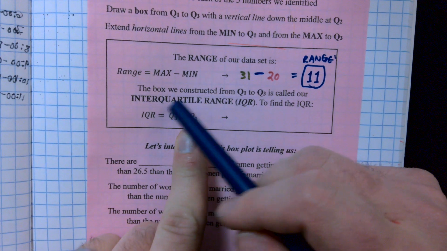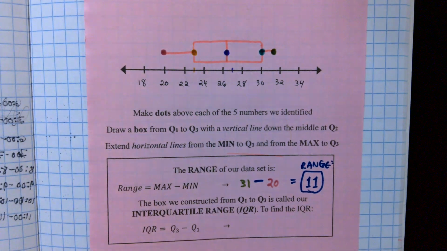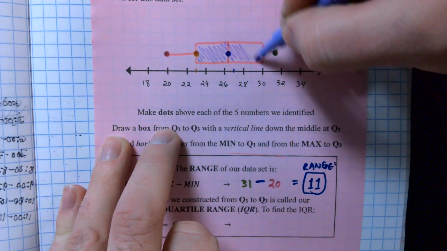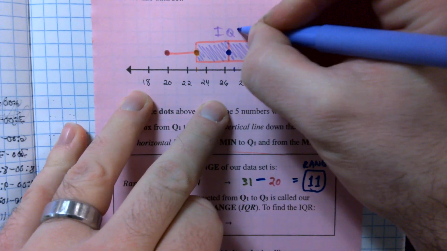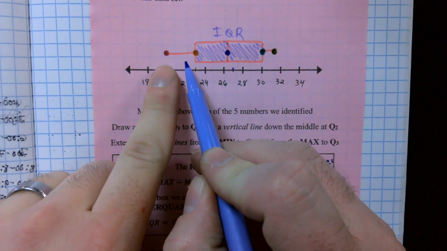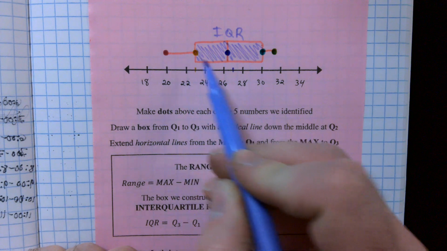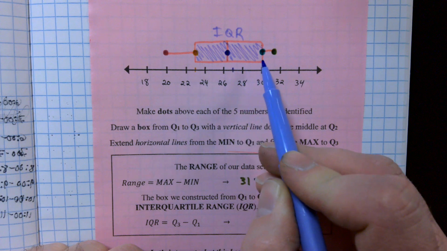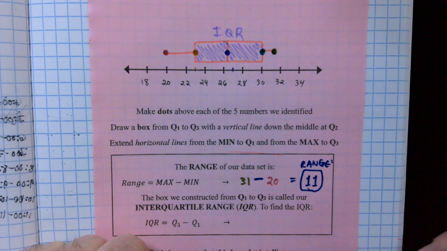Now the interquartile range is a little bit different. The interquartile range is this whole box that we created between Q1 and Q3. This is my interquartile range. Basically what we did is we split this data set into 4 equal parts. This first part right here, this second part right here, third part right here, and the fourth part right there.